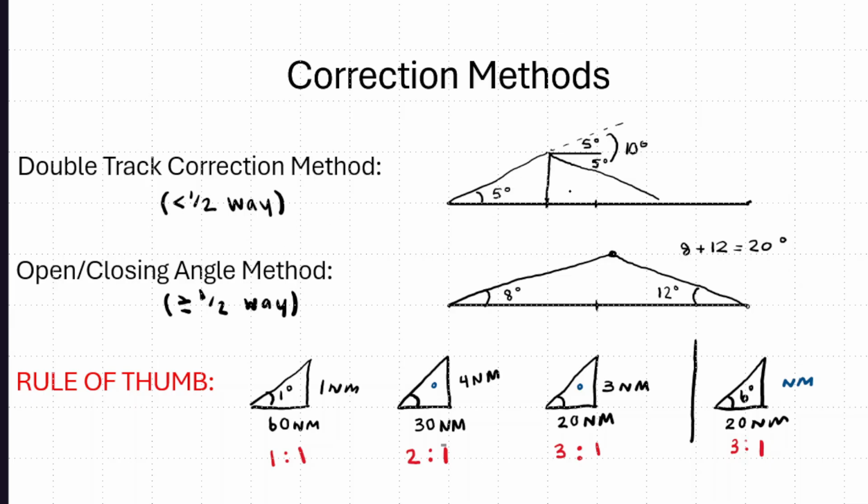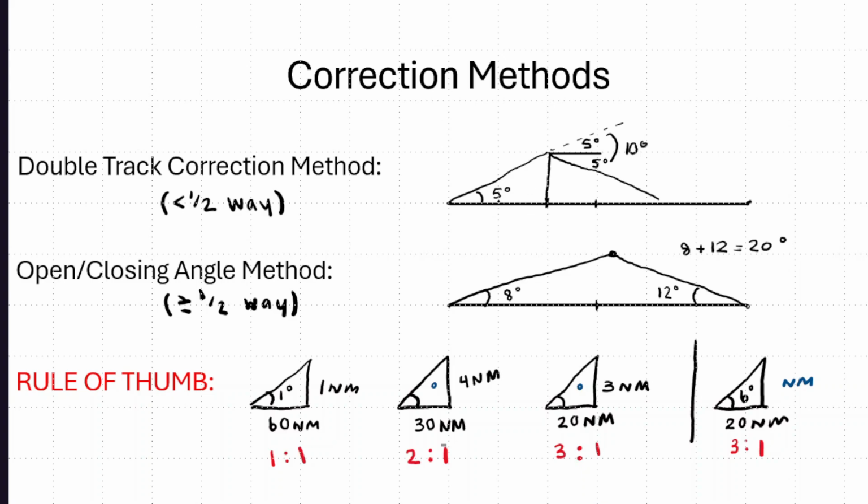And the reason why we do that is I have a little example here. Let's say we have drifted, we're over here. We're less than halfway, right? If we were over here and we tried to use the double track correction, there's a chance we would actually just overshoot our destination, which is why we use this method when we're less than halfway.